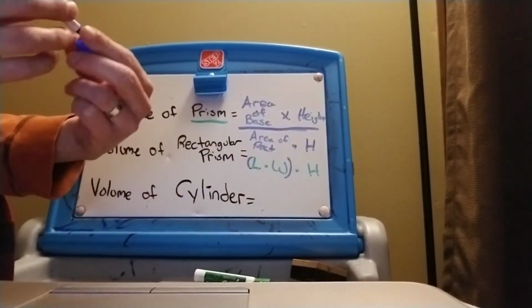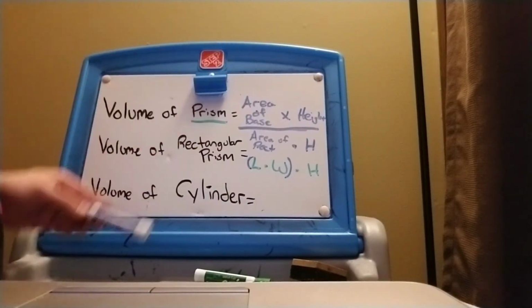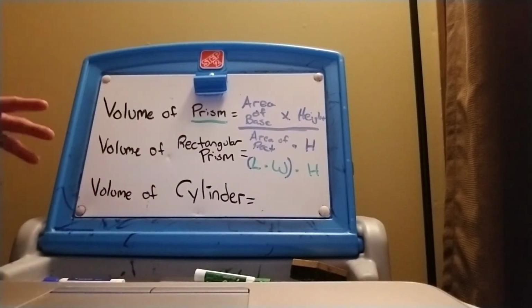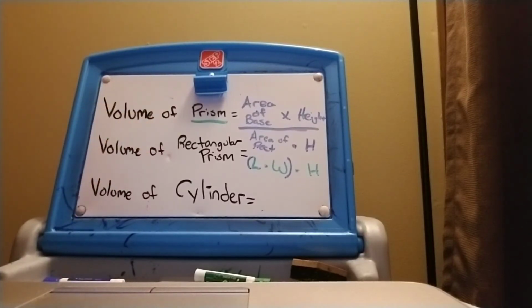All right, so now I told you the next shape we're going to talk about is the cylinder. Again, a cylinder is technically not a prism, but I have a cylinder right here. It's one of our sponsors, 4C Panko Breadcrumbs.